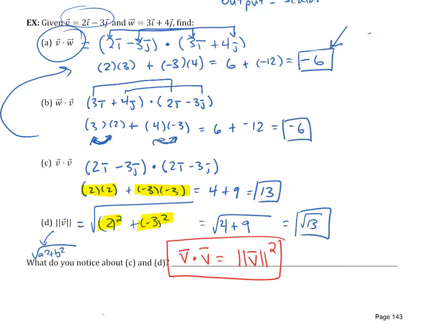In fact, another way of writing it is the length of the vector is the square root of the vector dotted with itself, or we could write it as v dot v raised to the 1/2 power.